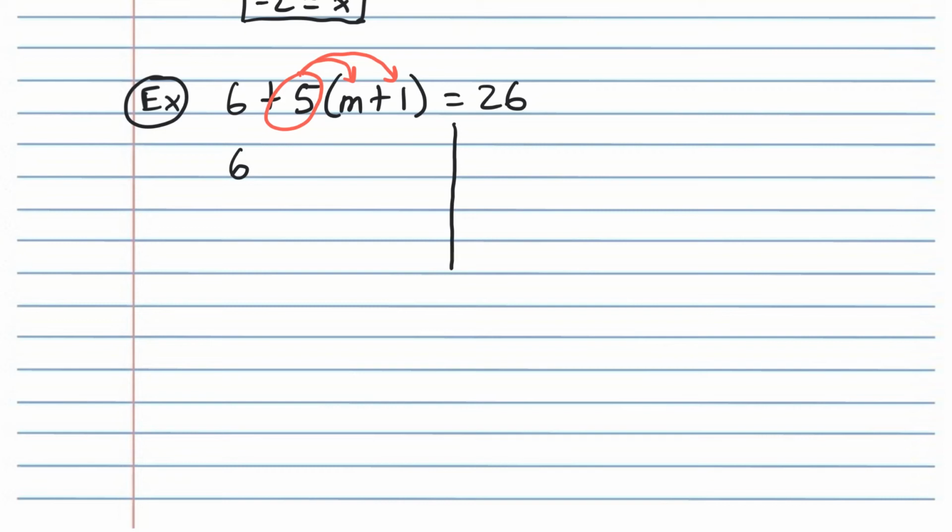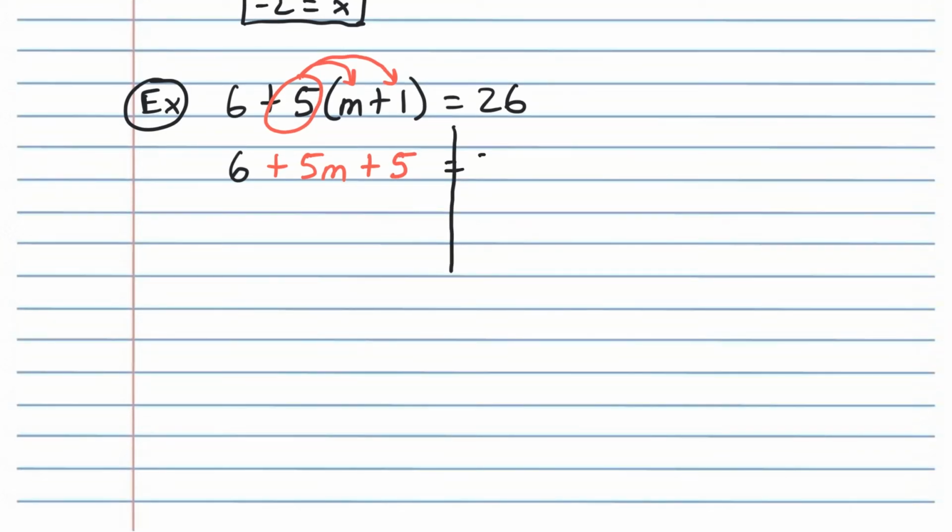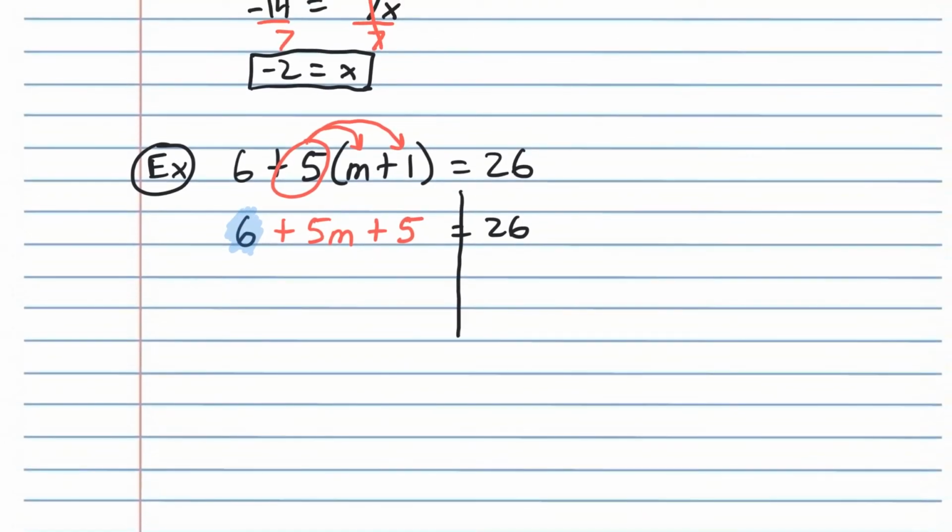5 times m gives you 5m. It's positive, so we can put a plus sign in between those. And 5 times 1 is 5. And we didn't do anything with that 26, so bring it straight down. At this point, now you should notice that there's terms that we can combine in here. Right, so on the left-hand side, before moving on, we can then combine the whole numbers.